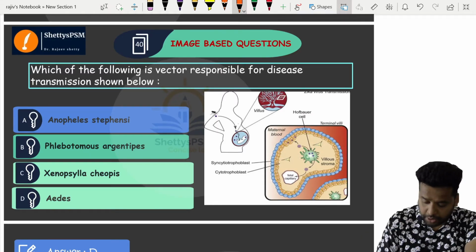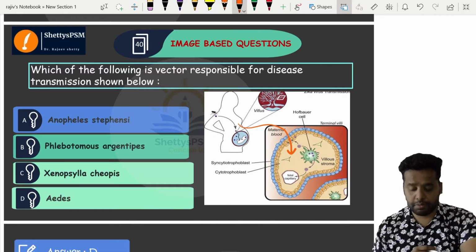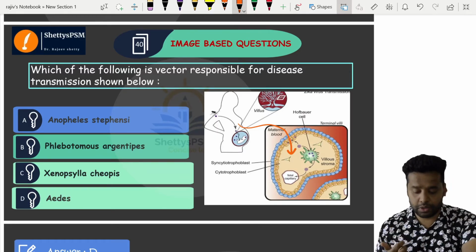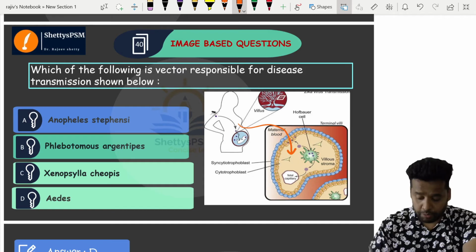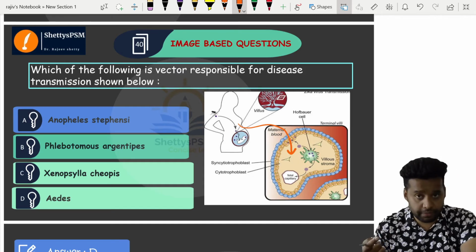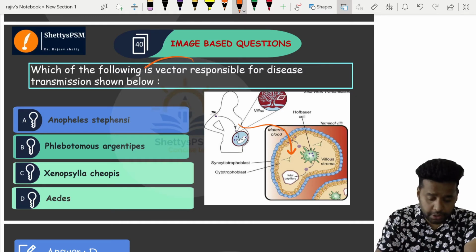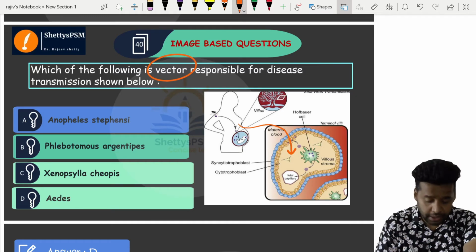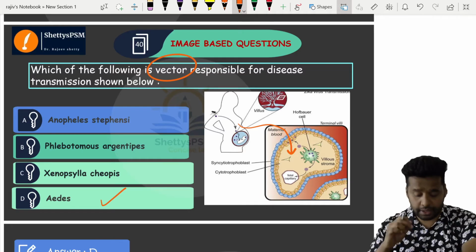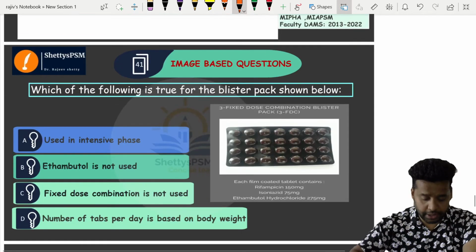Where there is mother to child transmission, the question was on Zika. You have microcephaly, congenital manifestations after exposure to Zika virus. What is the vector responsible for Zika? What is your answer? Aedes. Option D is the correct answer. Vector for Zika is Aedes.